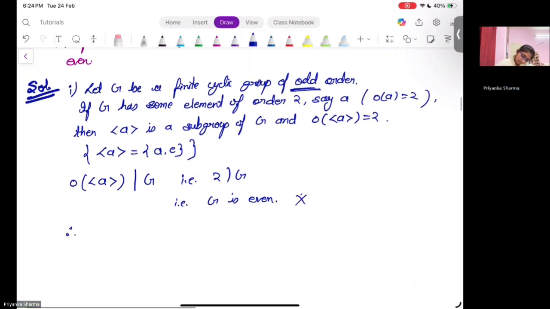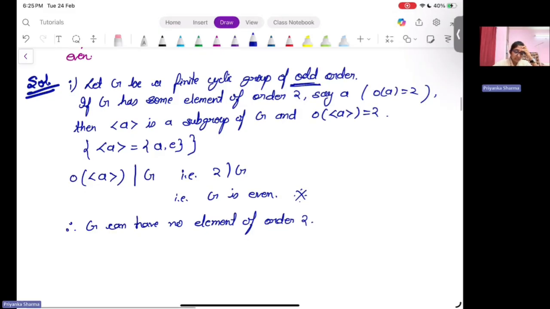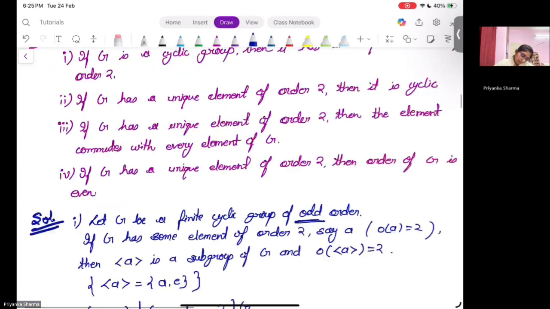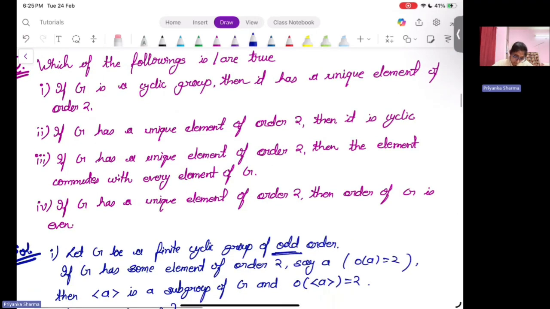Therefore, G can have no element of order 2. Okay. Similarly, we can search some sort of examples in infinite cyclic group. But the statement is if G is a cyclic group, then it has a unique element of order 2. Okay, so this is not true.